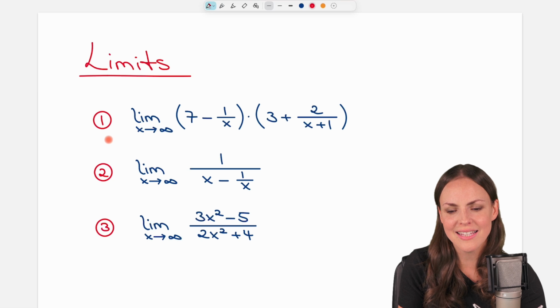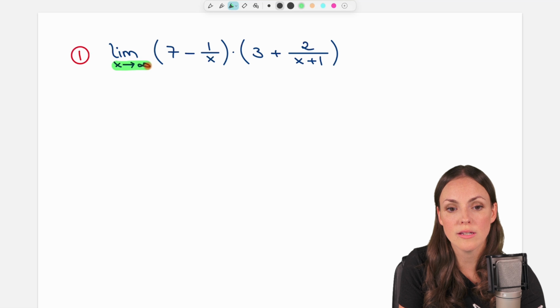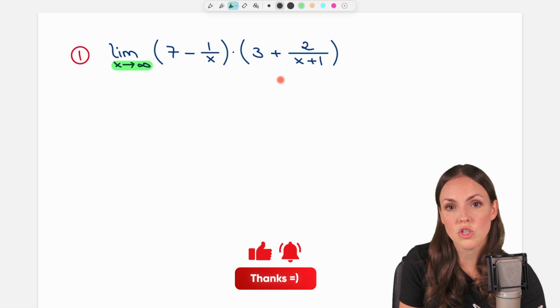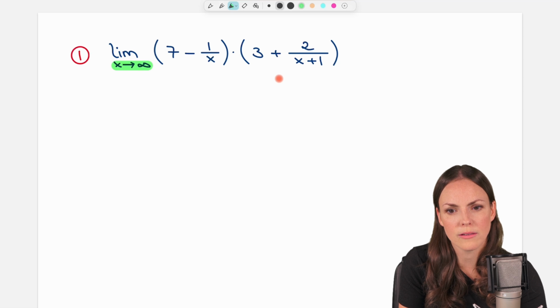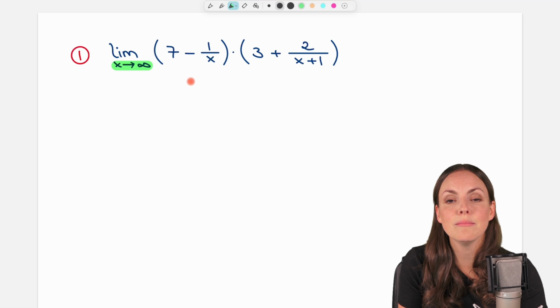It's Susanna, and today I want to show you how to find the limits of these three functions. Let's start with problem number 1. We want to find the limit as x approaches infinity of this function here. At the beginning, I would always check what really happens with your function as x approaches infinity, because maybe it is not that bad and we can find the limit immediately.